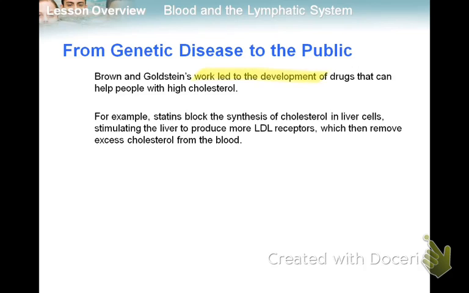This work led to the development of drugs that can help people with high cholesterol. There's a drug called statins that block the synthesis of cholesterol in liver cells, which stimulates the liver to produce more LDL receptors, which then remove the excess cholesterol from the blood.